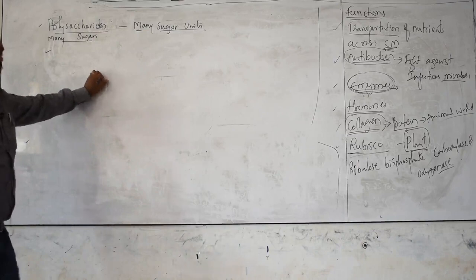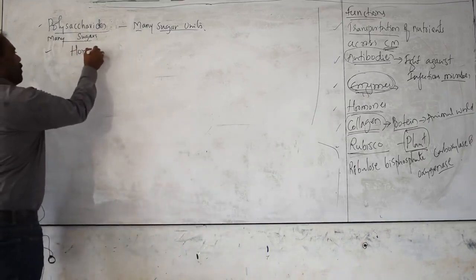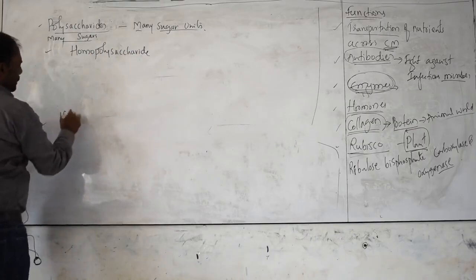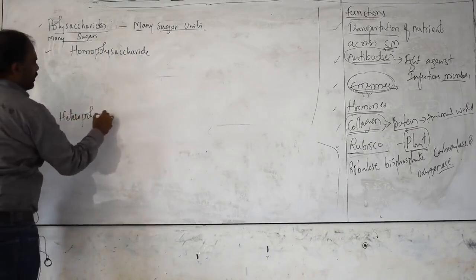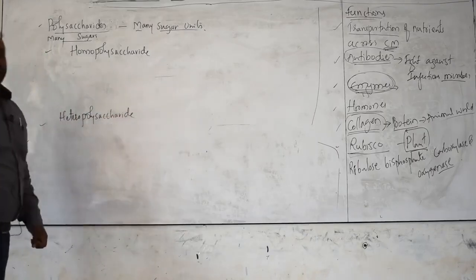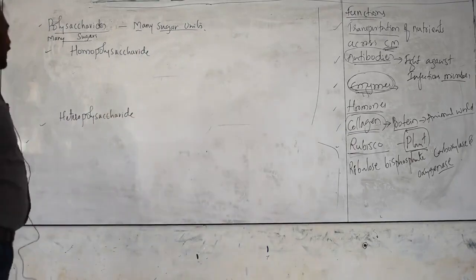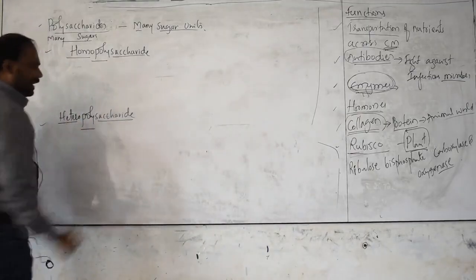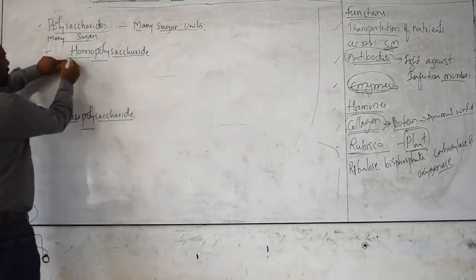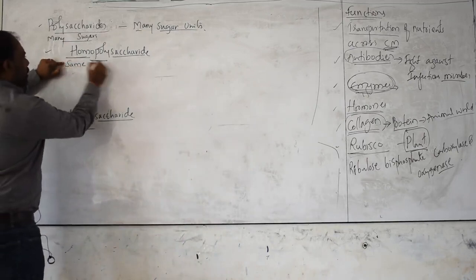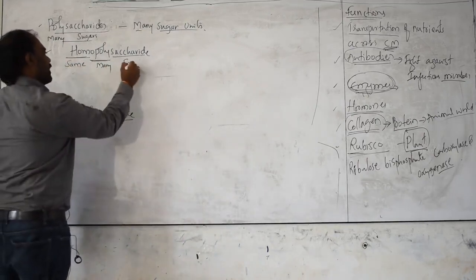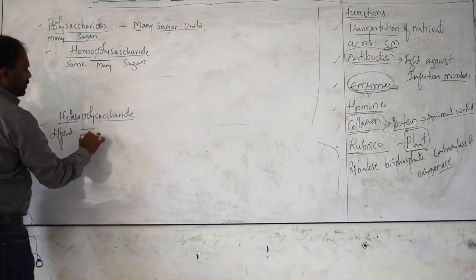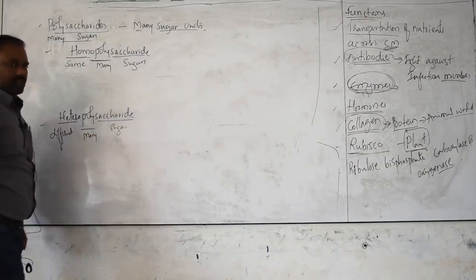In this we have two classifications. One is, very simple to understand, homopolysaccharide. Another one is heteropolysaccharide. Homo refers to same, poly refers to many, saccharide refers to sugars. Again, hetero refers to different, poly refers to many, saccharide refers to sugar units.